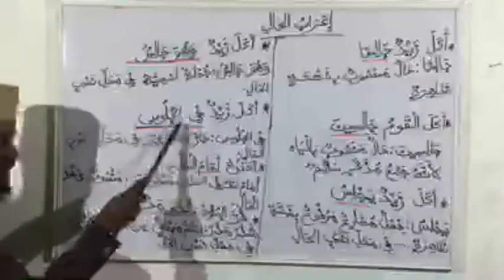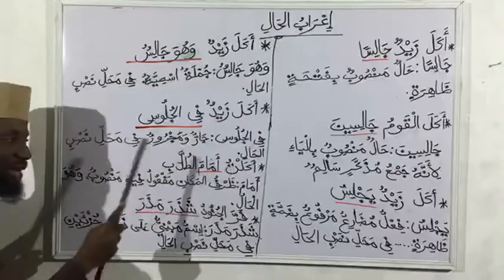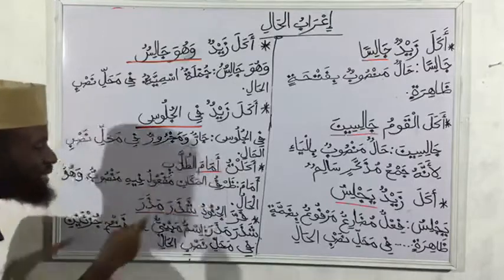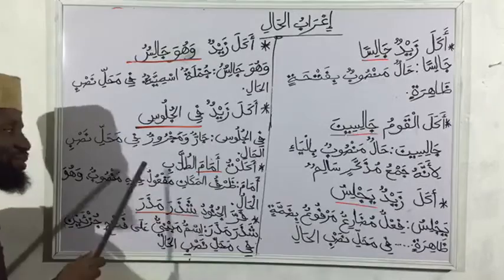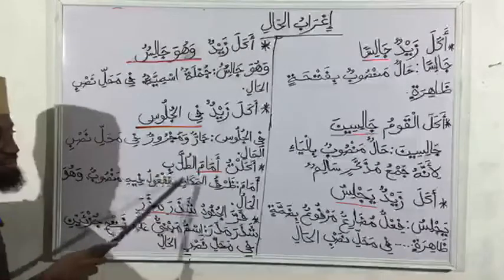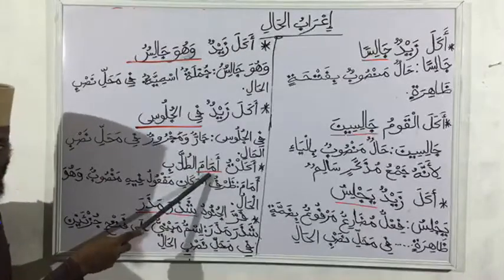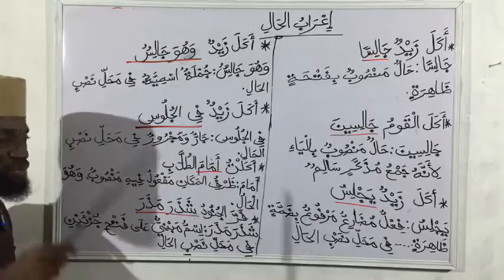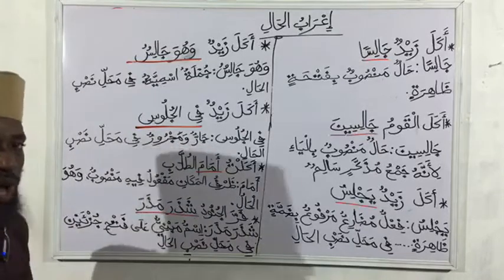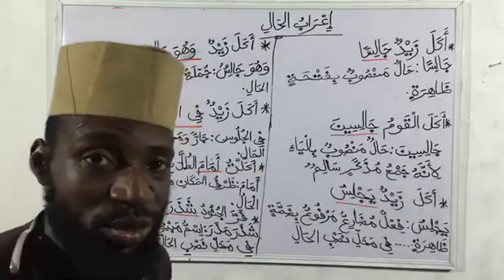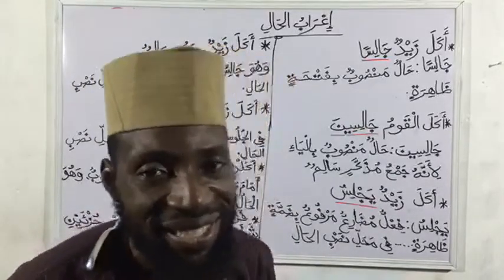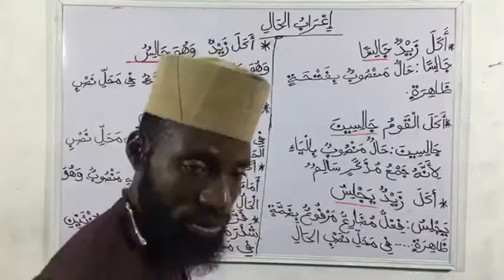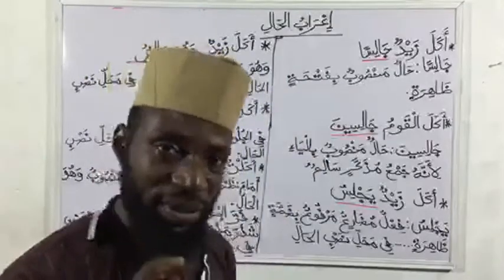Now look at this. When we are using jaru and majrur, this together is our hal. But when you are using a zorf, it's the zorf alone, not the zorf and the mudaf ilayh. Let's take note. We have explained many times that when you see zorf, all those zorf, amama, fawqa, and so on, you see what is after them taking kesra, taking jaru. Don't think that they are also like ila, Allah.